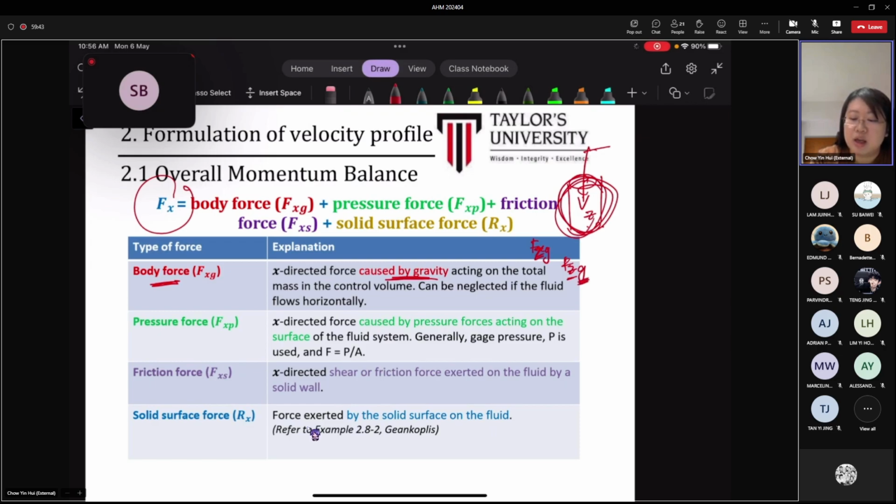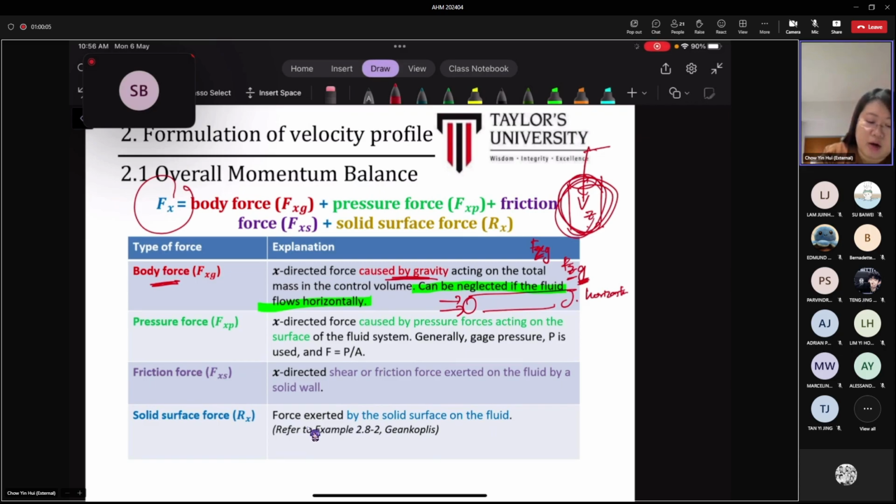But if it's a pipe flow in the horizontal direction, in this kind of case, the gravitational force effect on it is negligible. So that's why you can see here, take note, Fxg, the body force, can be neglected if the flow is horizontal. Okay.